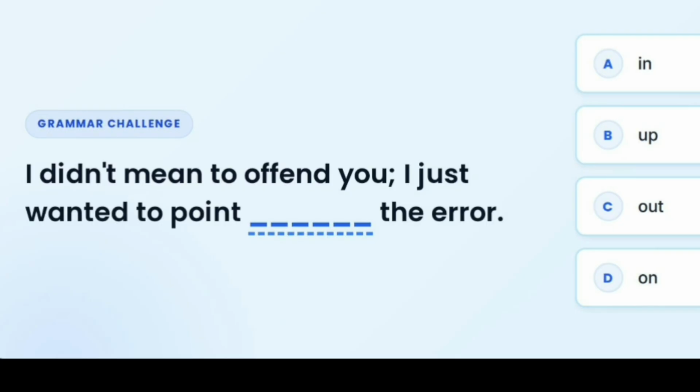The correct answer for this question is choice C, out is right. Let's see its reason. The phrasal verb point out means to bring attention to a fact or error. For this reason, choice C is the correct answer.